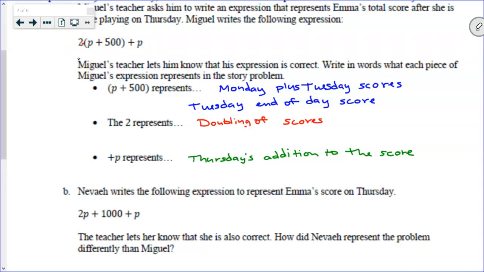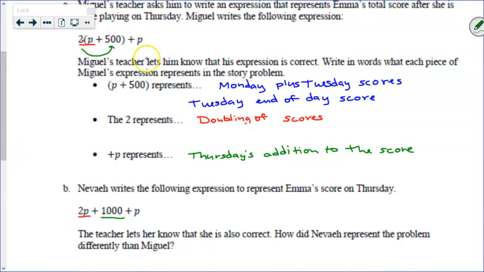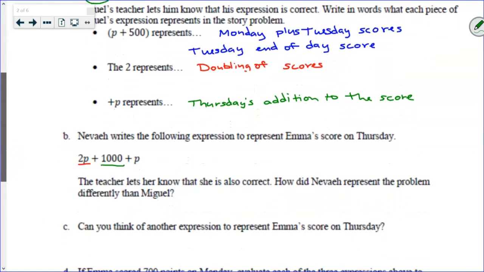Yes, it's the distributive property. They distributed. They took care of this doubling. And they took care of that doubling by saying, hey, if it's 2 groups of P and 500, that means it's 2 groups of P right there, and it's 2 groups of 500, which is 1,000. So they took care of that doubling. Let's write that down because that is important. Did they do anything else? No, Nevaeh still just has her plus P at the end. So really, the way that Nevaeh represented it differently is that Nevaeh took care of the doubling.